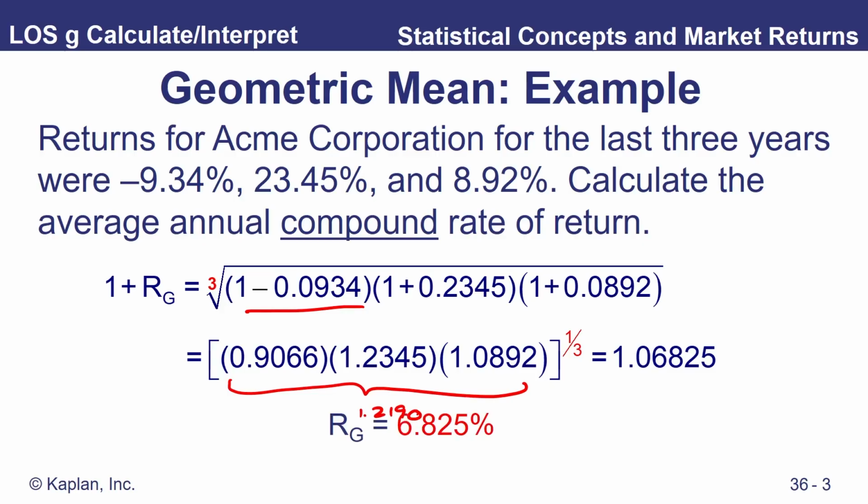6.825%. Okay, let me get rid of my ink for you so you can see that a bit more clearly. So there you are, subtract your 1, and you've got 0.06825 as a percentage, 6.825%.